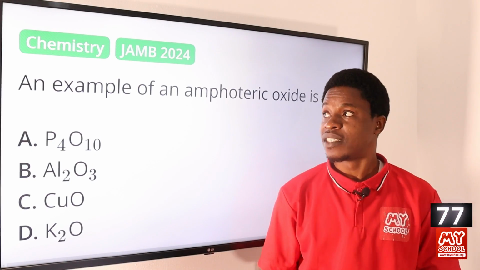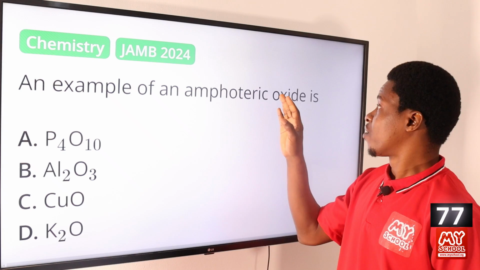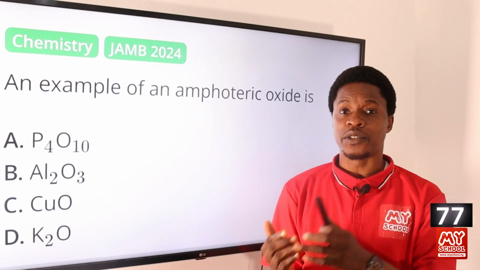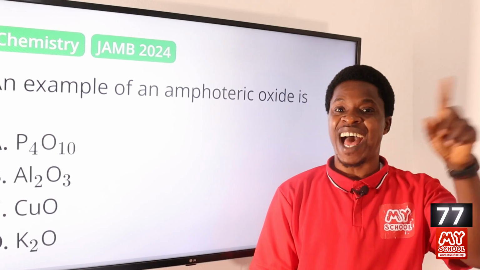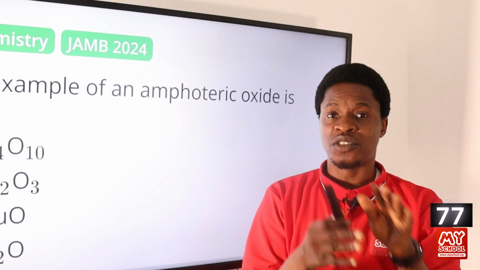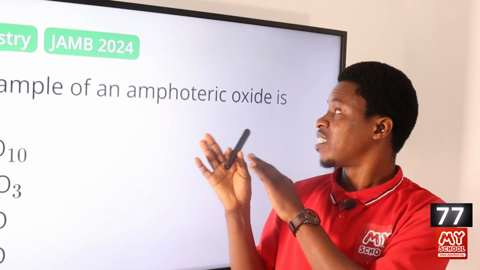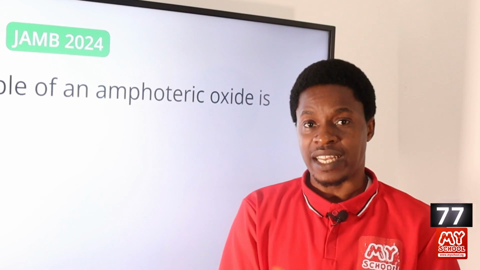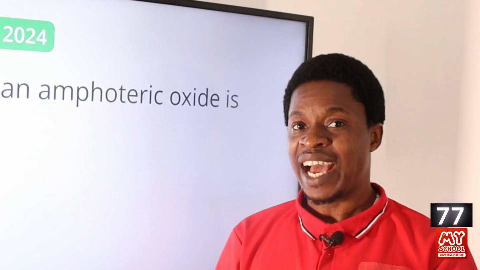Question 77. An example of an amphoteric oxide is what? Amphoteric oxides are oxides of metals. Remember we talked about acidic oxides, which are oxides of non-metals. But amphoteric oxides are oxides of metals that can act as an acid in a reaction, and they can also act as a base in a reaction. So they have a dual identity.